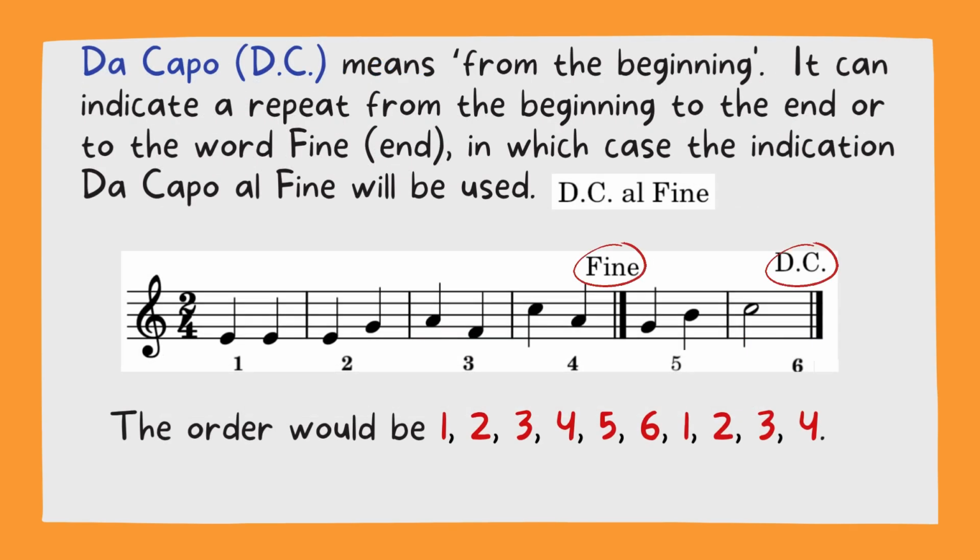Da capo, DC, is an Italian musical term that means from the beginning in English. It can indicate a repeat from the beginning to the end or to the word fine, which means end in English, in which case the indication da capo al fine will be used. Look at the example. The order in which a performer should play the bars should be 1, 2, 3, 4, 5, 6, 1, 2, 3, and 4.